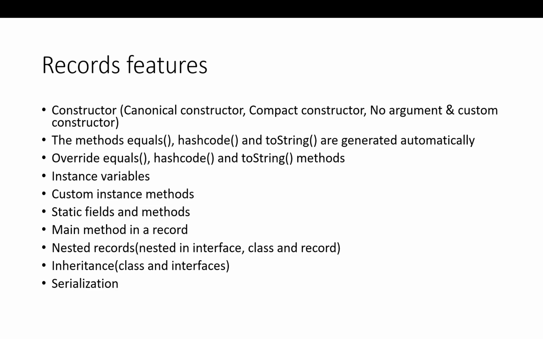So we do not need to write the main method in another class and then from that class we need to execute that main method. Instead, we can create the main method in the record itself. I can create a record within an interface. I can create a record within a class and I can create a record within a record.